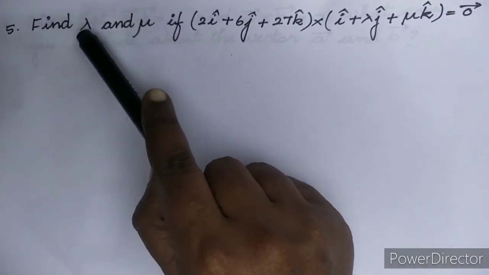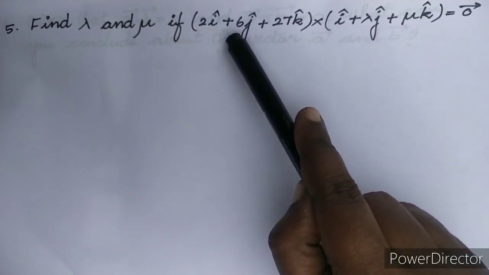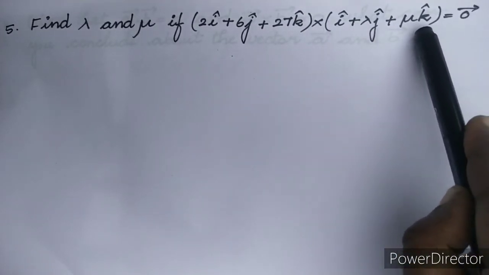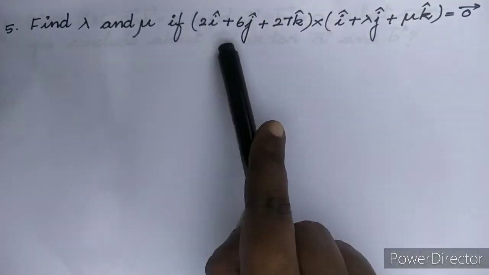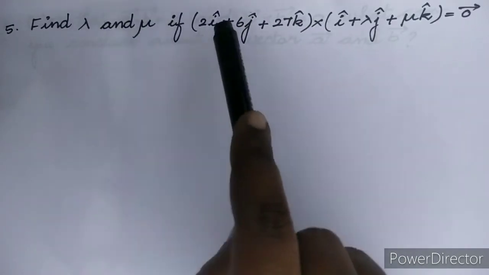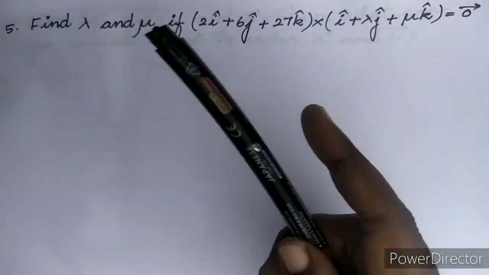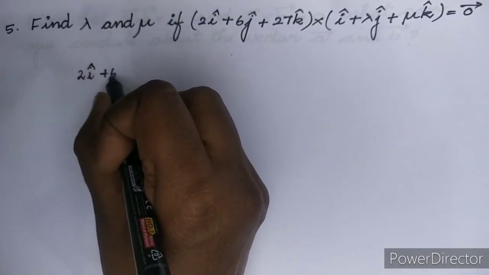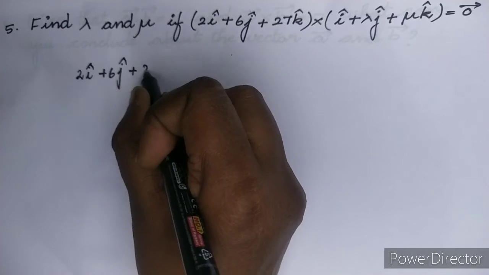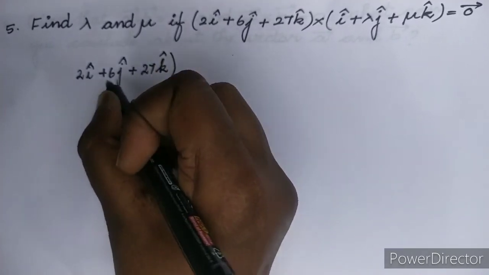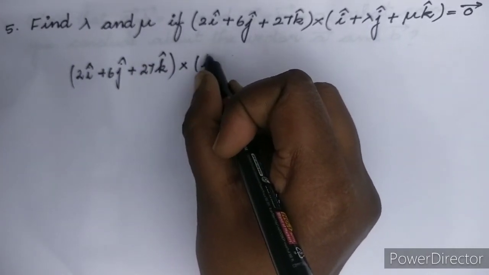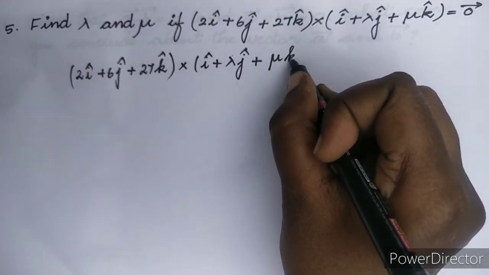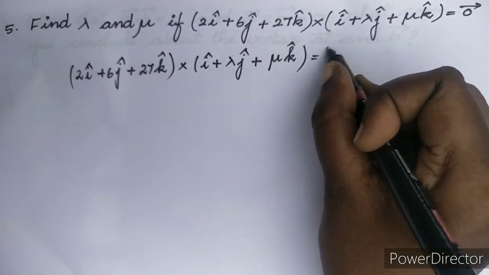Question number 5. Find lambda and mu if 2i cap plus 6j cap plus 27k cap cross i cap plus lambda j cap plus mu k cap is equal to 0 vector. Using the cross product of two vectors, you are going to find lambda and mu value. Let us take this: 2i cap plus 6j cap plus 27k cap cross i cap plus lambda j cap plus mu k cap is equal to 0 vector.